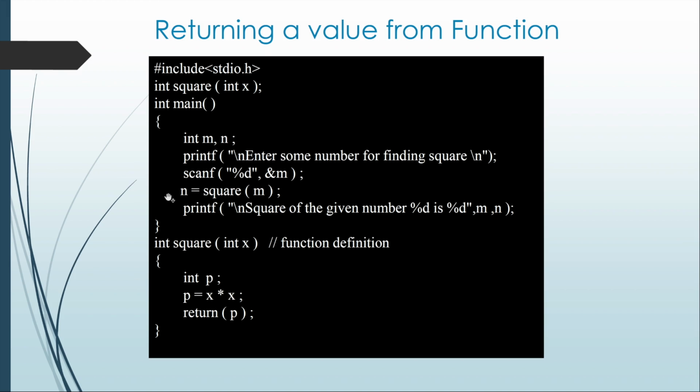So the integer value should be stored inside this variable n. Then I'm printing the value: the square of the given number, %d is %d, the square of the given number 5 is 25. So this is how we are going to use the square of a number.